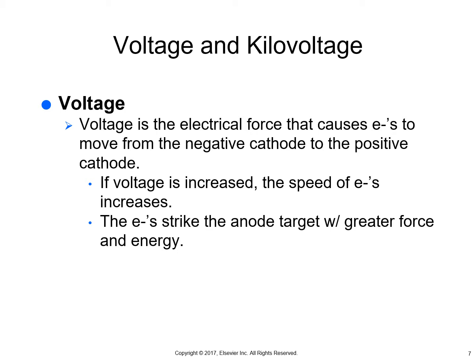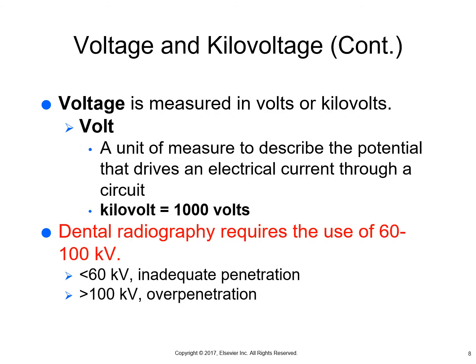You'll hear it called kVp typically, but voltage, if you're familiar with electrical terms, is that electrical force that will cause the electrons to move from the negative cathode where they build up to the positive anode. There's a typo on this, so that should say anode there. If voltage is increased, the speed of those electrons will also increase, and the electrons will strike the anode target with greater force. So the higher the kVp, the more driving force behind those electrons.